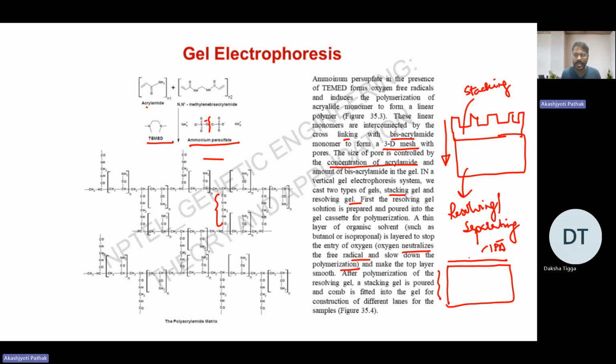So after polymerization of the resolving gel, a stacking gel is poured. After the resolving gel has solidified, we discard the IPA, and then we add the stacking gel and place the comb. Okay.